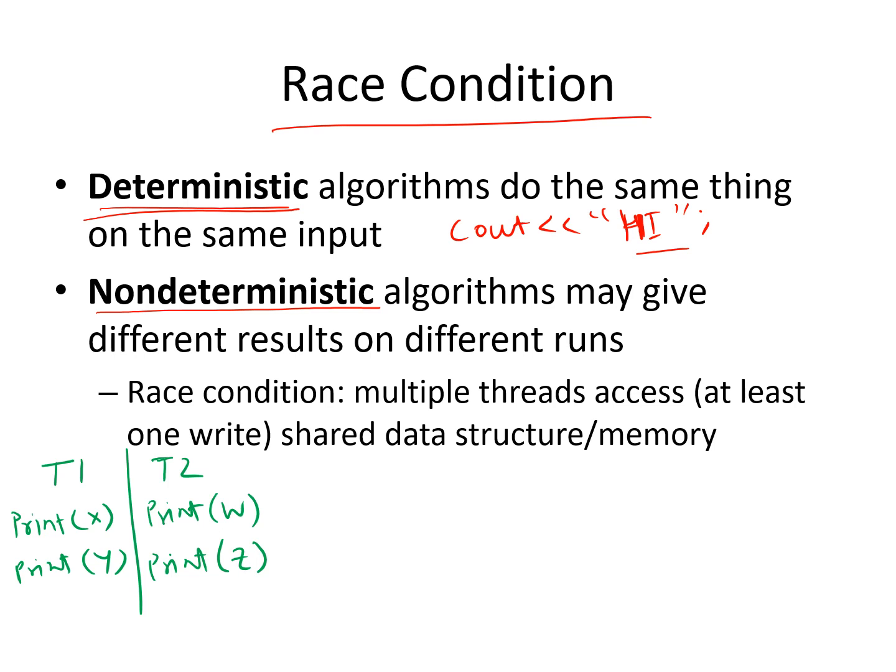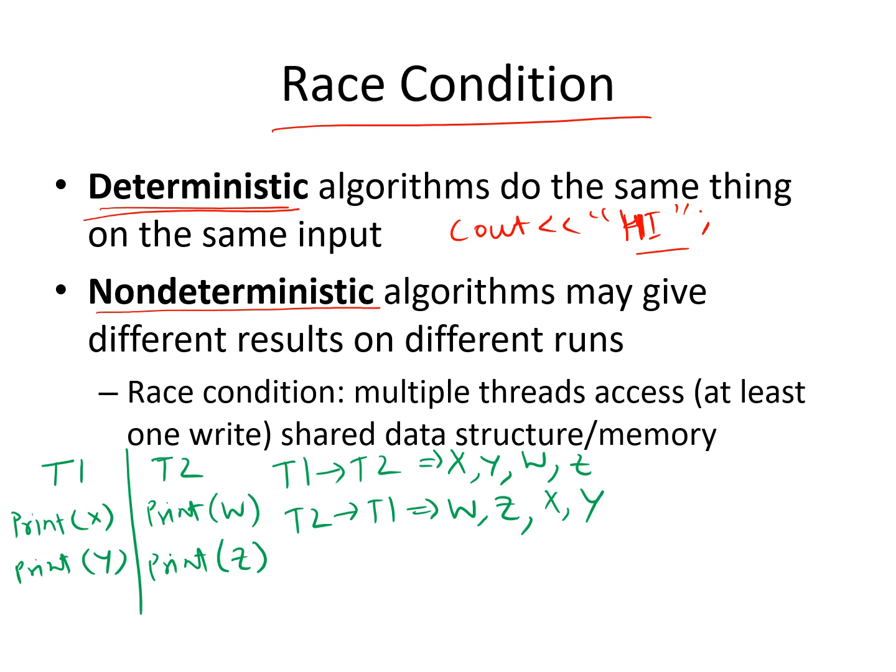So for instance, let's say first thread t1 completely executes and then thread t2 executes, right? If this happens, you will get an output. You will first see x, then y, then you will get w, then you will get z, right? As opposed to this, if somehow t2 first executes and then t1 executes, then you'll see w followed by z followed by x followed by y.